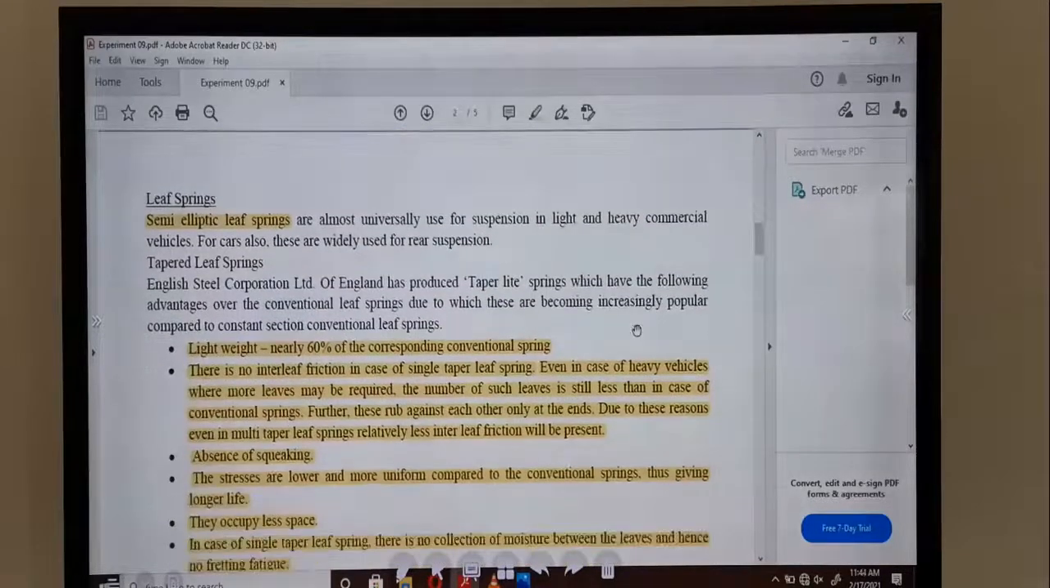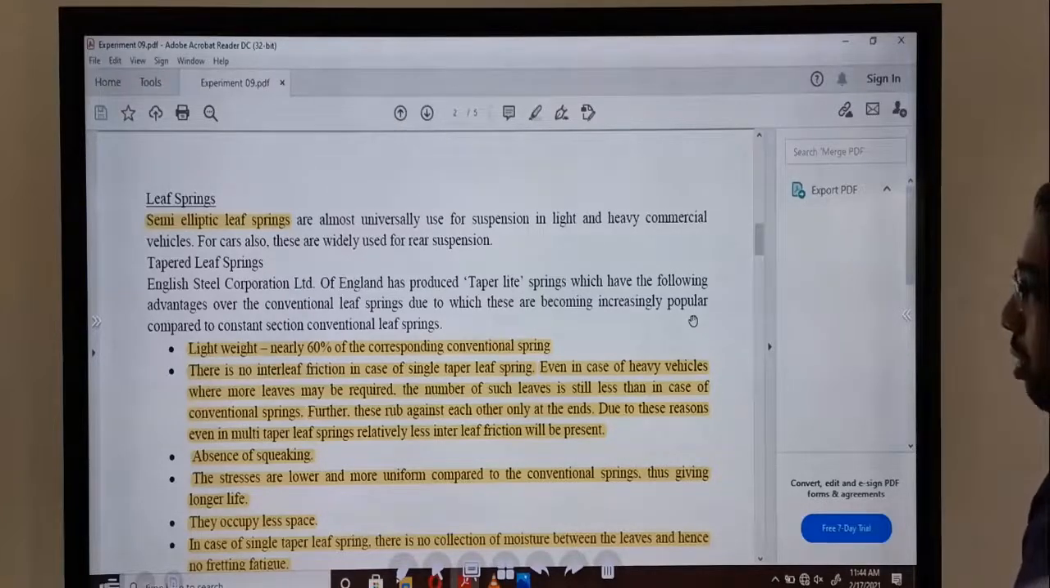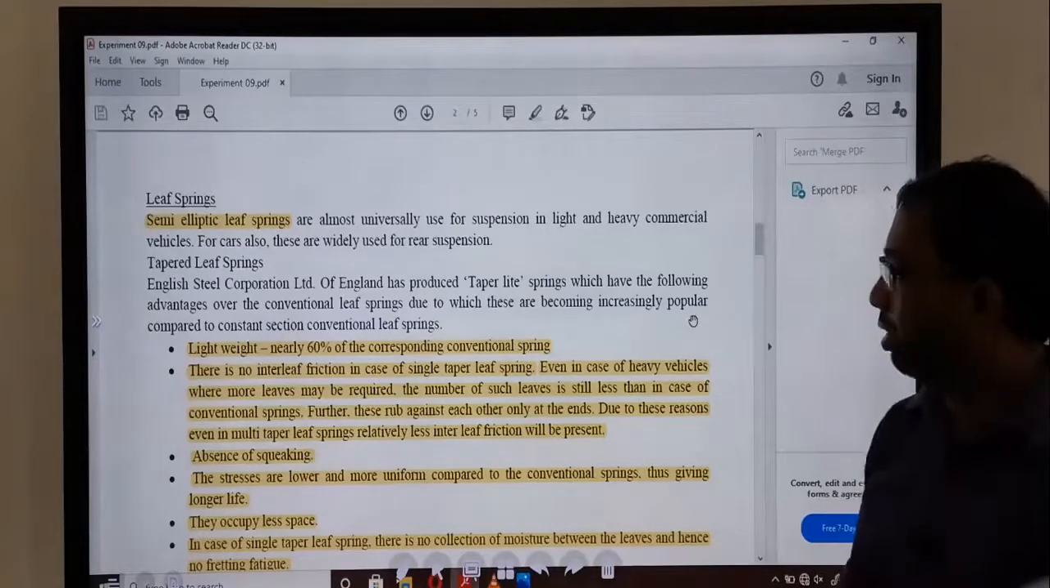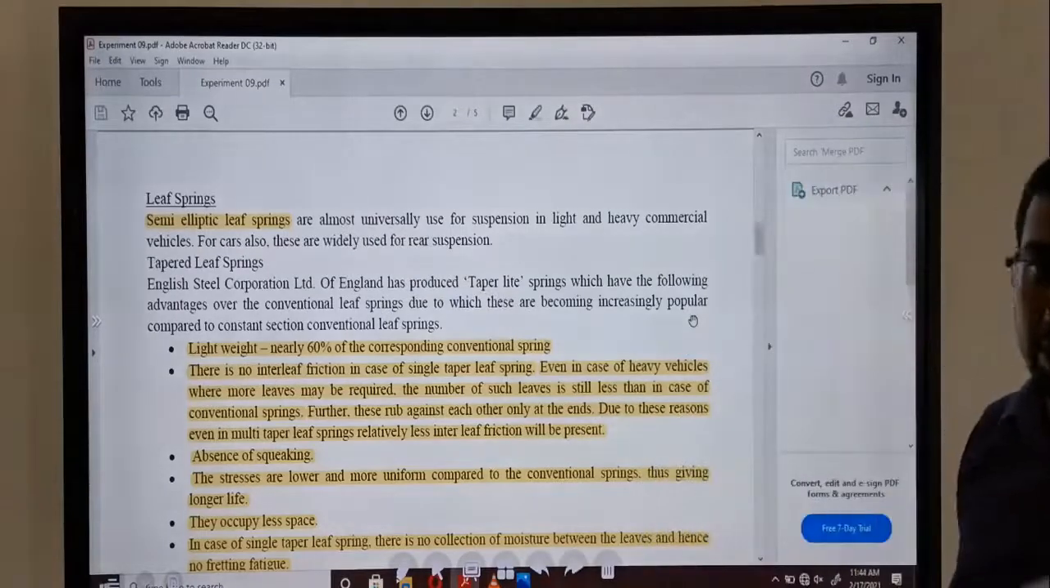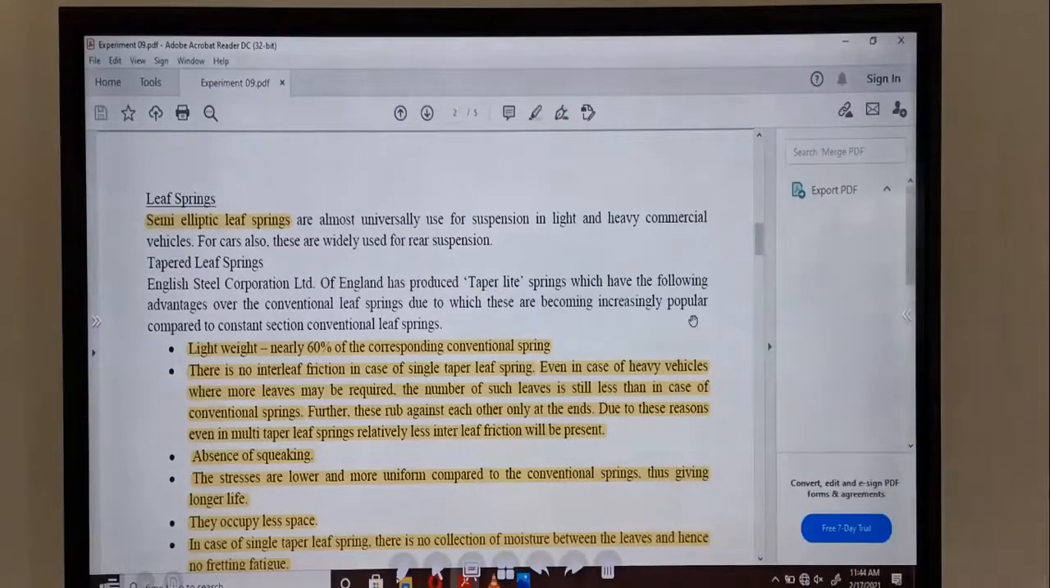So first we study one of the suspension systems, called leaf springs. Here the semi-elliptic leaf springs are almost universally used for the suspension in light and heavy commercial vehicles. This type of leaf spring is widely used in the automotive sector.